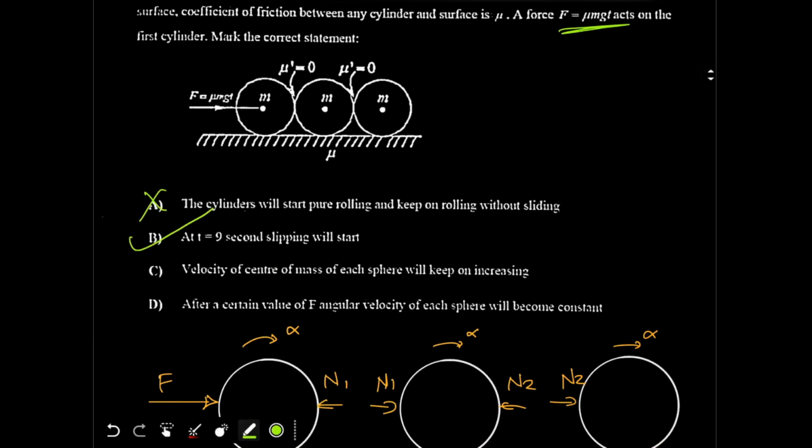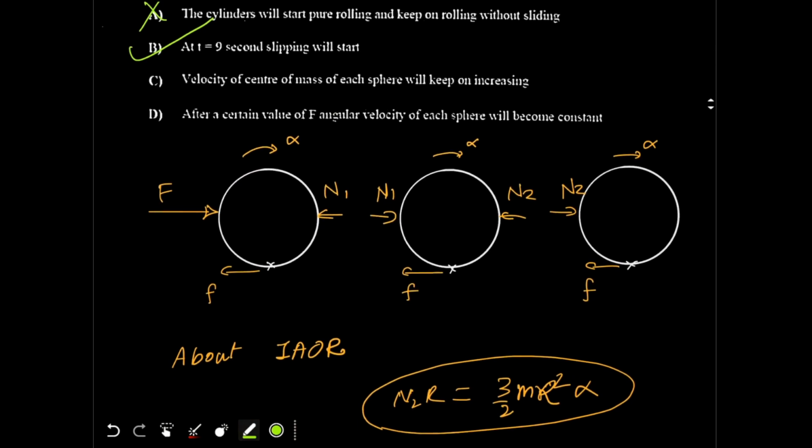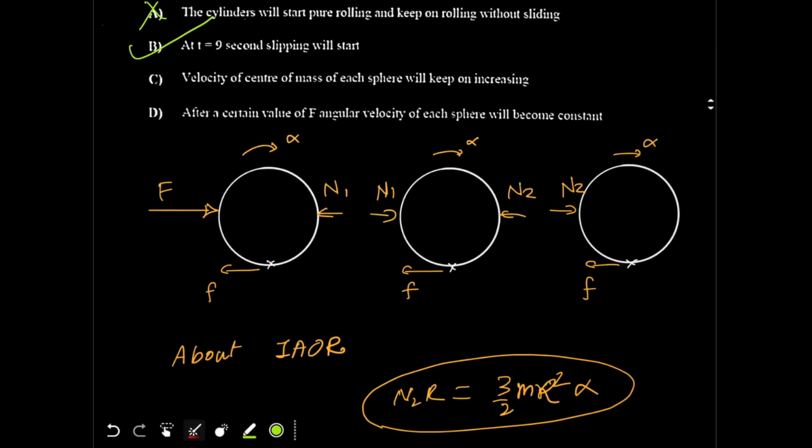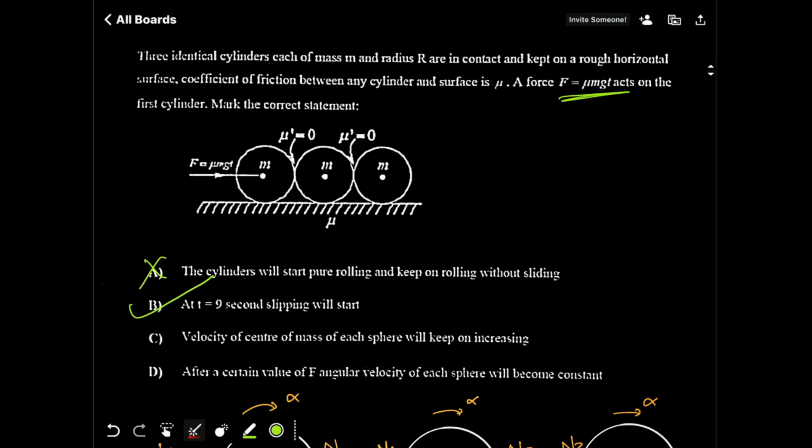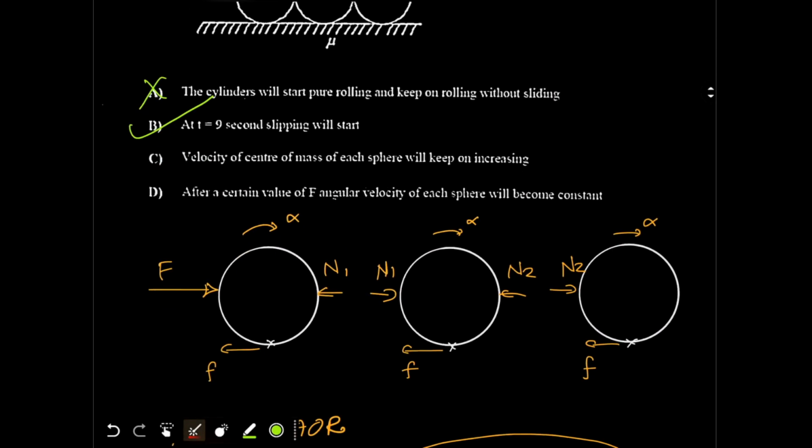Now we need to see option C. The velocity of center of mass of each cylinder will keep on increasing. Is that true? It's simple logic. During static friction, alpha is always there, right? So alpha is there means omega keeps on increasing, so velocity keeps on increasing. But even after the friction becomes kinetic, friction is constant, but F, N1 and N2 are all increasing continuously with time. So the cylinders will keep on accelerating and their velocities will keep on increasing. So obviously this is also correct.